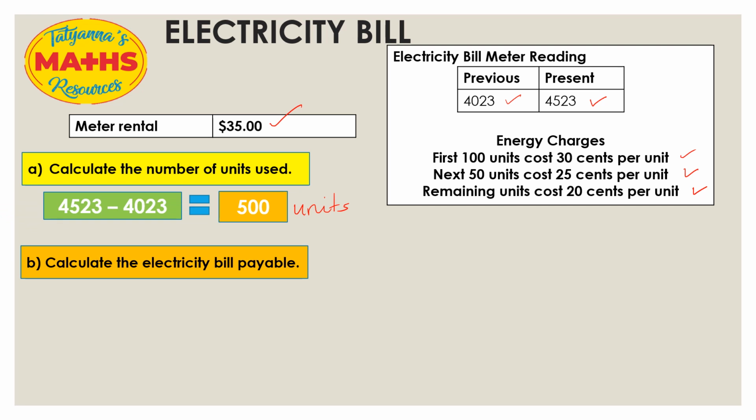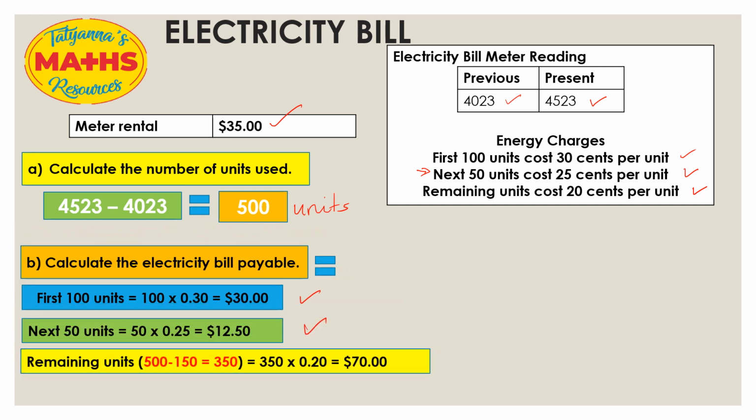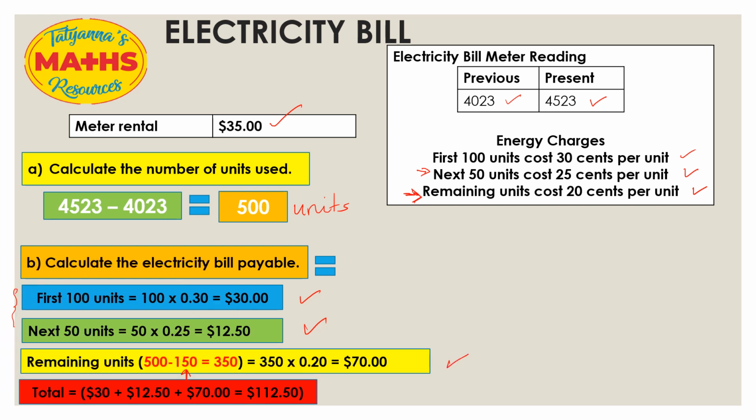So calculate the electricity bill payable, which would be first 100 times 30 cents, $30. The next 50 units, remember we're following this. Next 50 is 25 cents, so 50 times 25 cents, $12.50. The remaining units, we add these two together here. The units, 100 plus 50 is 150. Take that from the total, which will give us 350, and that will be the remaining units. So we take 350 times 20, which equals $70. So her total bill would be $30 plus $12.50 plus $70 gives us a total of $112.50.